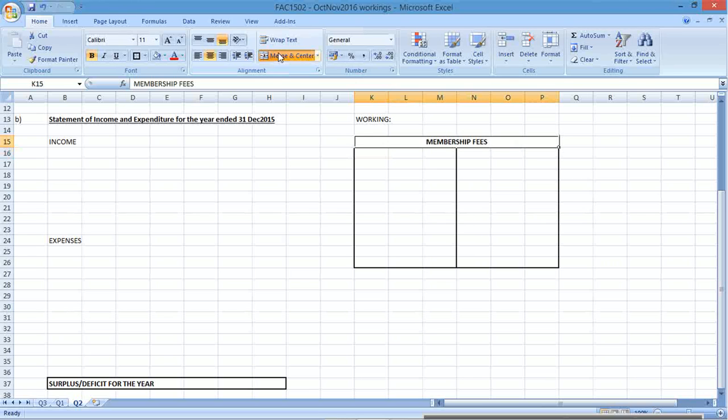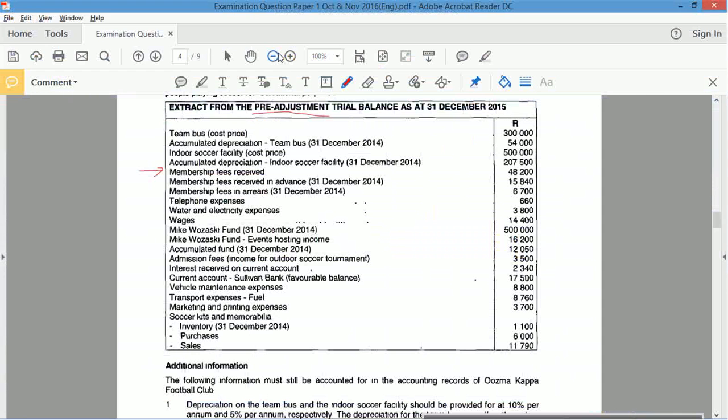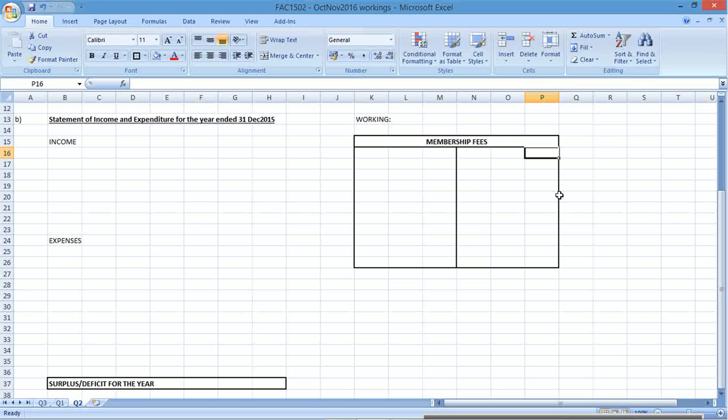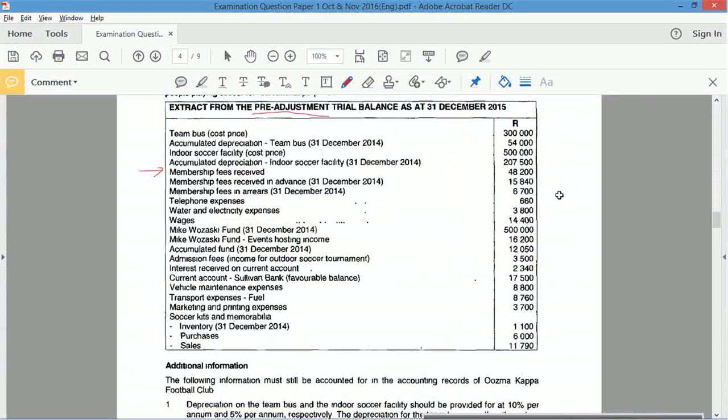Membership fees is income, so you would have a credit balance on this account. Membership fees received, if you've received it, you're going to have a debit or credit? No. Membership fees is income. Yes. 48,200. It would have been bank here. Got that? Membership fees received in advance.